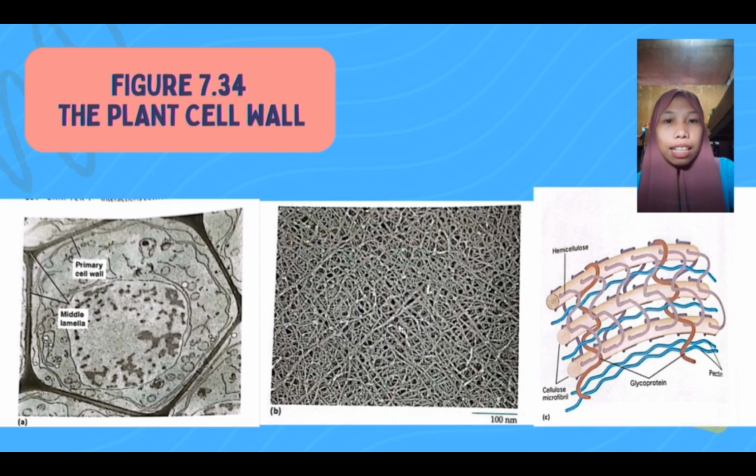So, meron din dyang pectins. Pectin is responsible for holding water, kaya soft and gel-like ang consistency ng cell wall in some parts. And meron din dyang glycoproteins. So, ang glycoproteins, it helps in dynamic processes like growth and repair, supporting the flexibility and adaptability ng cell wall. So, plant cell wall is a complex structure na binubuo ng iba't ibang layers and components working together. So, it provides strength, protection, and support habang flexible enough to allow growth and interaction between cells.